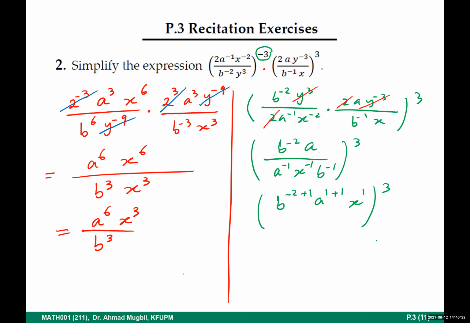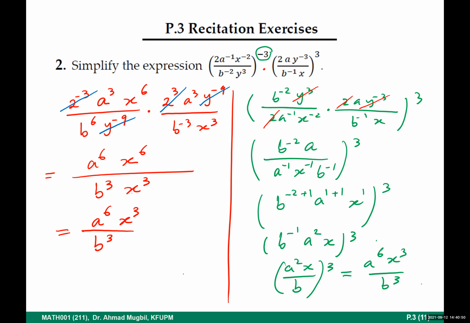This one, we bring it up. This is b to the power -1, a to the power 2, x all to the power 3, which can be written as a squared x over b all to the power 3. Distribute now, it will be a to the power 6, x to the power 3 over b to the power 3, which is the same answer, but in a little bit longer way.